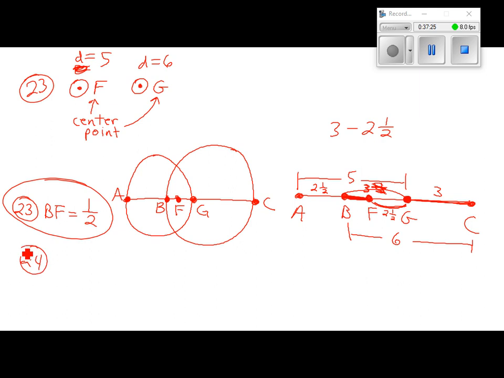What did 24 ask you for? AB. So that's from here to there. How long is that segment? 2.5. I don't think it is, because wouldn't the radius for AF be 2.5? Oh, so from A to F is 2.5. So it's just 2, because we take off that 1/2 inch that we just found for the other one, right?